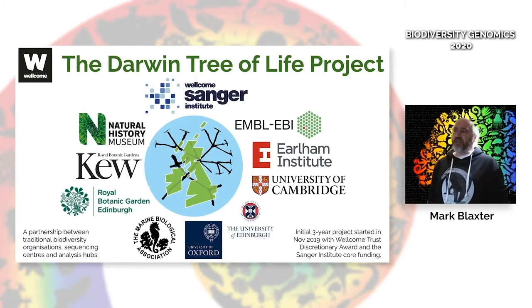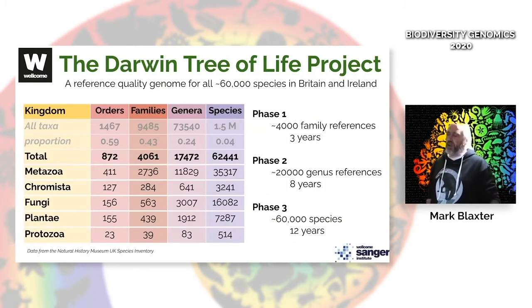So our project started just less than a year ago with a discretionary award from the Wellcome Trust and with in-kind contributions from all the partners. So what we're going to do? Well, first of all, we're going to try and sequence a reference quality genome for every family of organism that's represented in Britain and Ireland. That we think will take us about 3 years. Then we're going to move on to do a reference genome for every genus and then for every species. So we hope this will take us about 12 years.